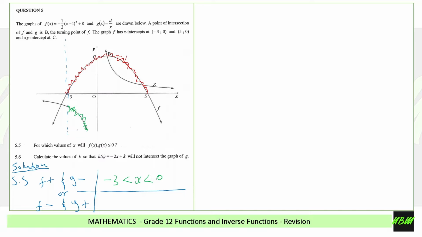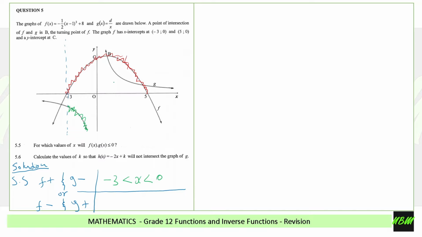And then on the graph of g, where x is equal to 0, what will be y? Y is undefined there. Y is undefined because of the vertical asymptote. Therefore, we cannot have 0 being part of the solution because of the asymptote.